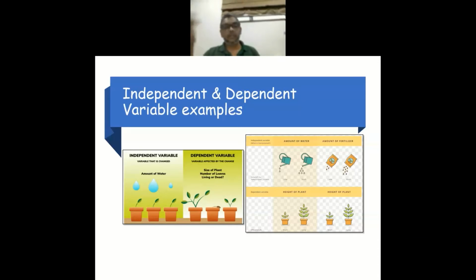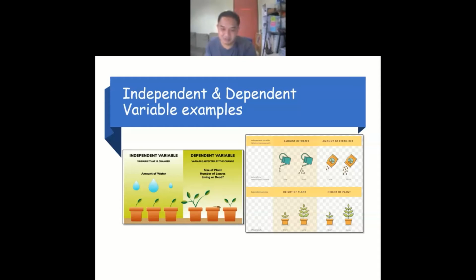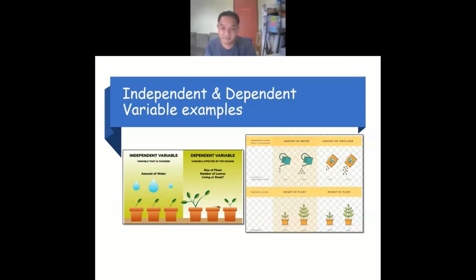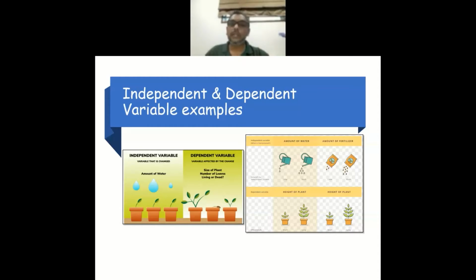Betul juga. Lagi banyak kita tambah, saiz pokok mungkin naik, daun mungkin lebat, ataupun kalau dah terlalu banyak fertilizer, pokok tu mungkin mati. Ya. Size pot, size pasu. Saiz lagi besar. Ya. Okay. So these are all changing. And these changes will affect something else. Ya. Alright.